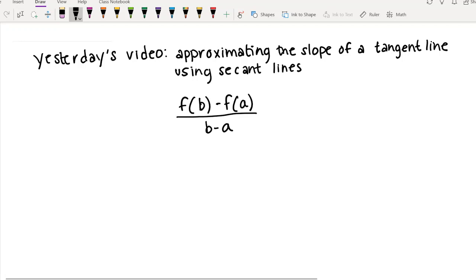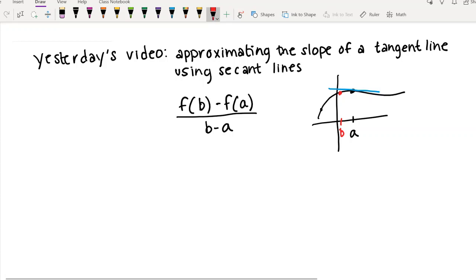If you have a function and you're trying to find the slope of the tangent line here, let's say this is our point A. The tangent line looks like this, just barely touching the graph. The way we approximated its slope is we took another point, B, and moved it closer and closer to A so that our secant lines got closer and closer to looking like the tangent line.